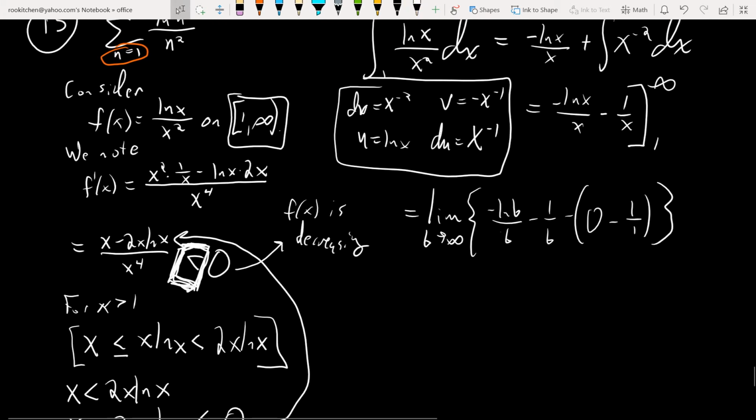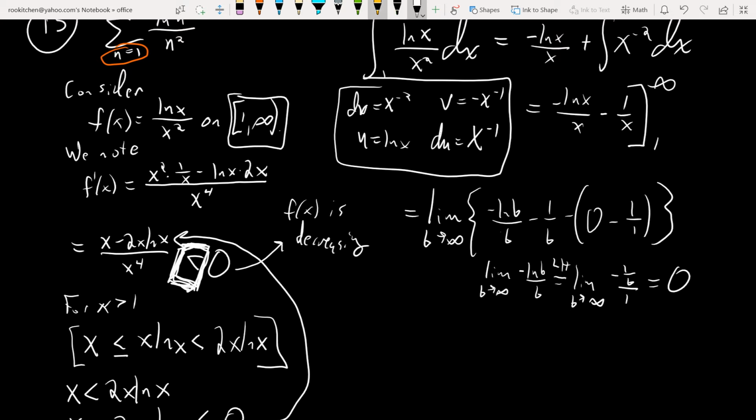So this first term may not be clear, but you could do L'Hopital's on it. So the limit as b goes to infinity of negative ln of b over b, if you do L'Hopital's, because it is infinity over infinity type, we'll have negative 1 over b over 1, which will go to 0. Okay, so if it's not clear, hopefully that just made it clear that this thing is going to 0. This guy is clearly going to 0. It's just 1 over b as b goes to infinity. And you're just left with minus negative 1, which is equal to 1.